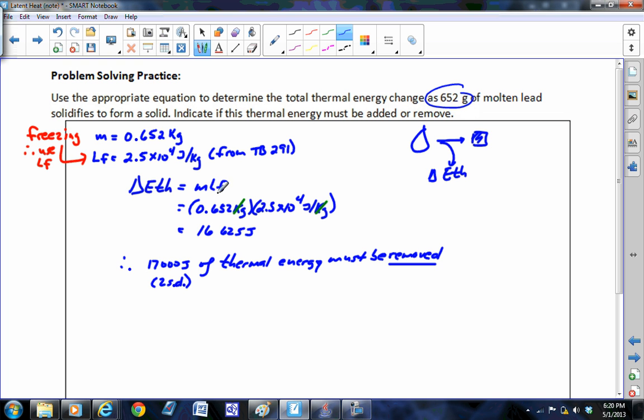So we've got our equation. We're using Lf, latent heat of fusion, because we're going from a liquid to a solid. I plugged the values in, so I've got my mass. There's the latent heat of fusion for 1 kilogram. I only have 0.652. So I end up with 16,625 joules. So with two significant digits, we have 17,000 joules of thermal energy that has to be removed from the molten lead to allow it to solidify to form a solid. So it's a very simple calculation that we have here.